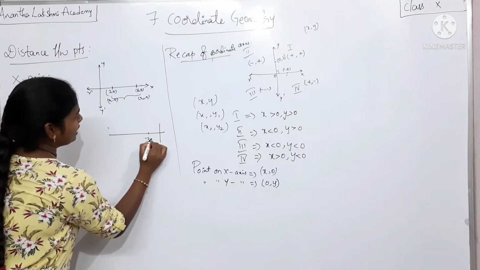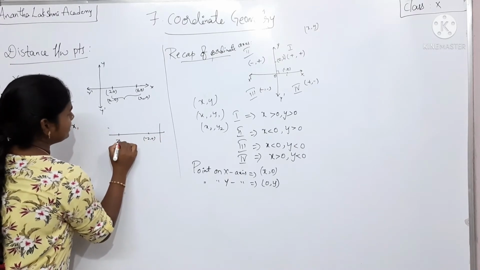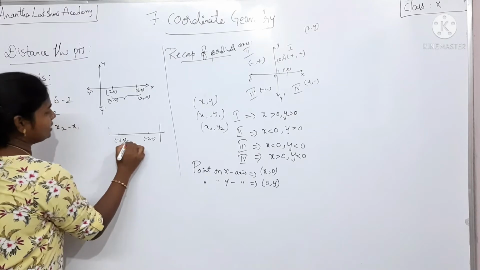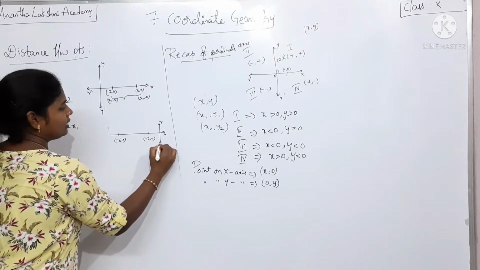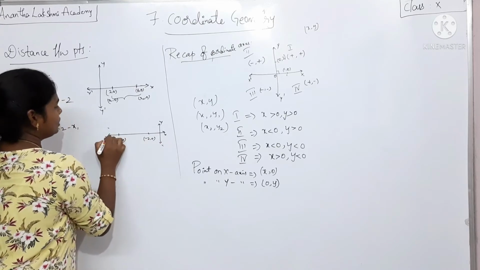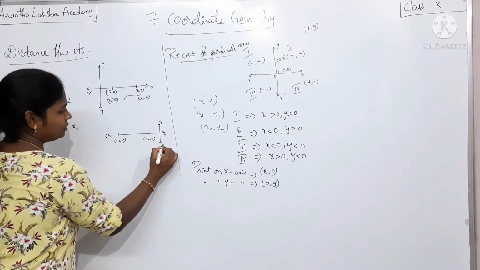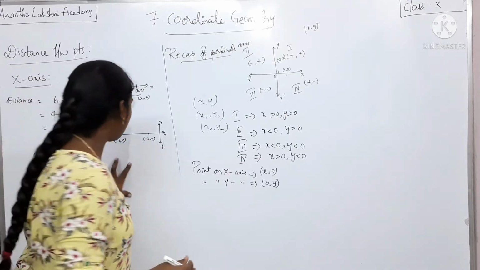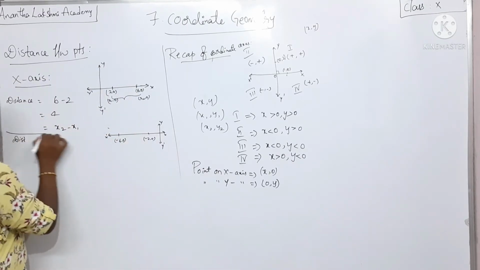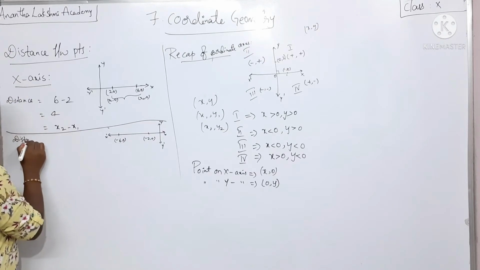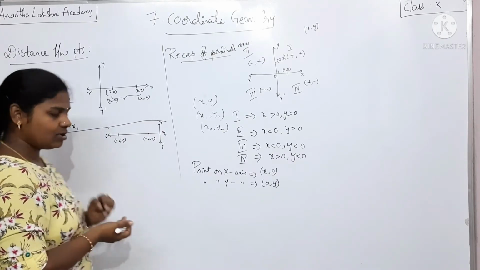This is going to be minus 2, 0 and this is going to be minus 6, 0. Alright, x, y, x dash and y dash. Now if I ask you to calculate the distance, this section is done. Now, distance on the negative x-axis I am going to ask you.